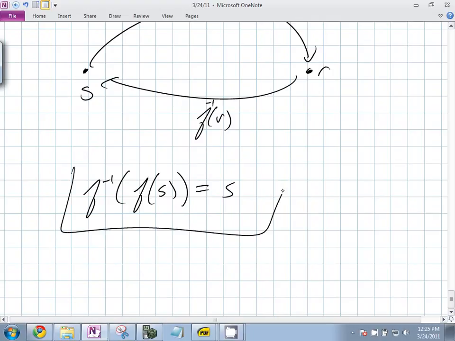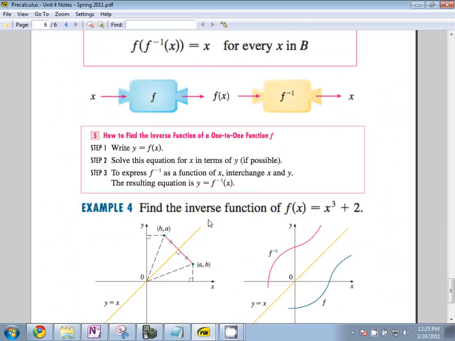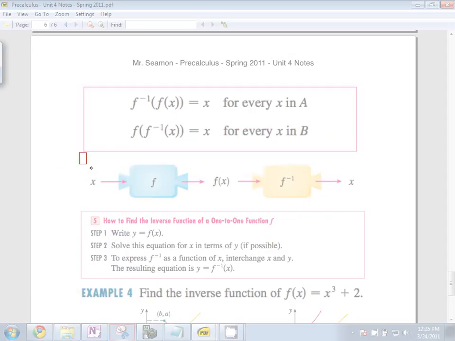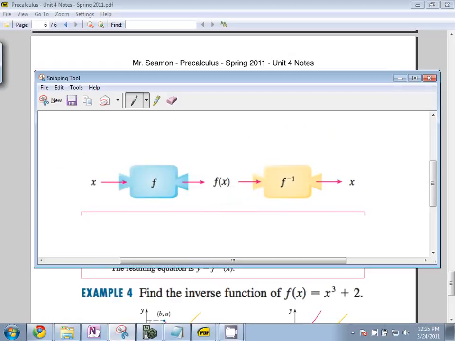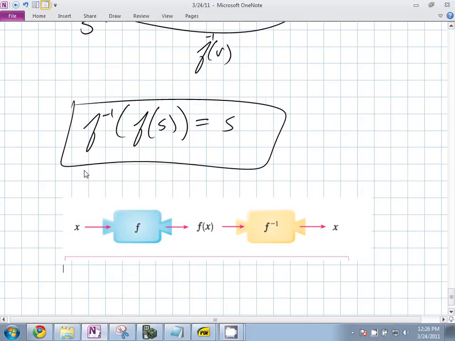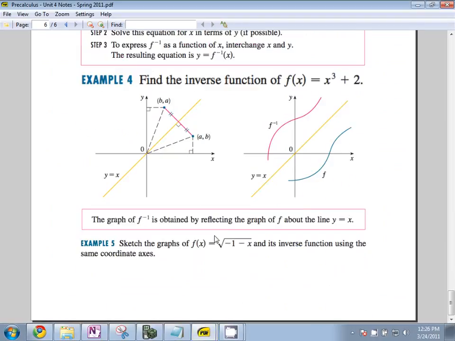The inverse undoes the function, so if you run the function and then you run its inverse, where do you end up? Where you started. There's a nice little diagram right here. If you plug in x into f, you get f of x. But if you plug f of x into f inverse, what do you end up with? X. You end up back at the beginning. Absolutely. It's kind of cool, huh? So let's do a couple more.